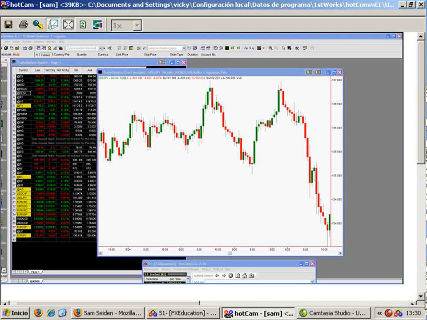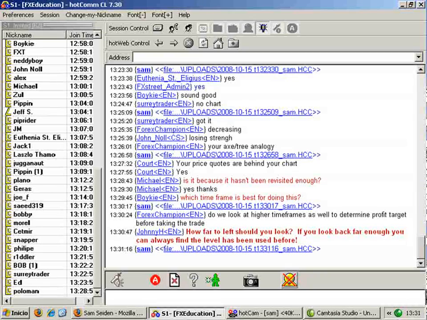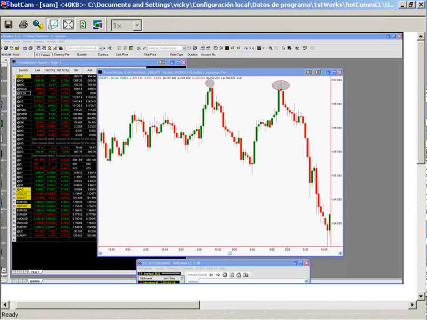Let me just quickly highlight something for you. Quick question here. How far left should you look? If you look back far enough, you can always find a level that has been used before. The answer is you look as far left as you need to until you hit price. Once you hit price, try to determine whether that's a fresh level or not.